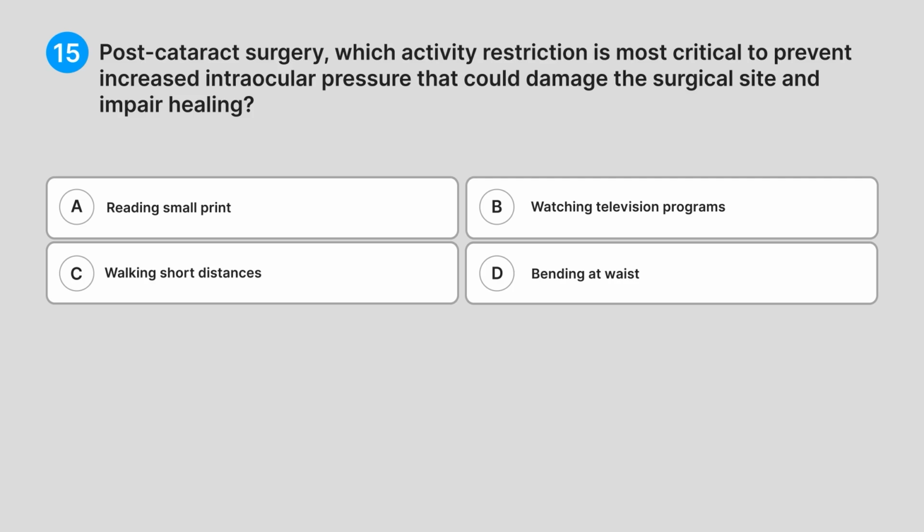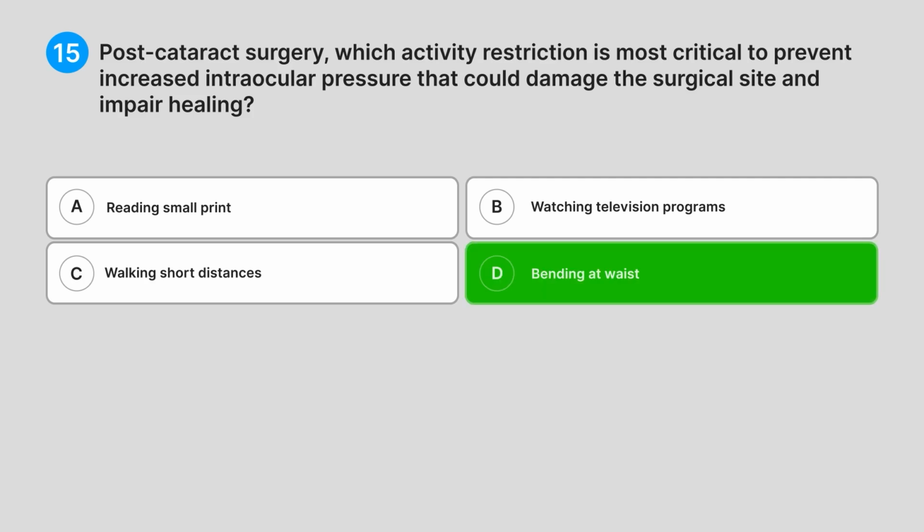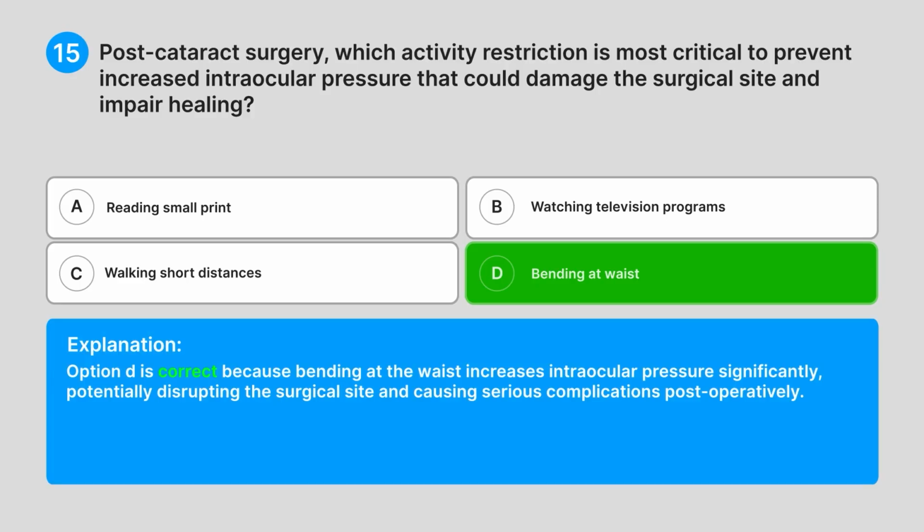Correct answer, D. Bending at waist. Explanation. Option D is correct because bending at the waist increases intraocular pressure significantly, potentially disrupting the surgical site and causing serious complications post-operatively.